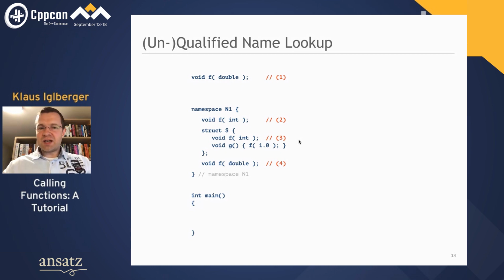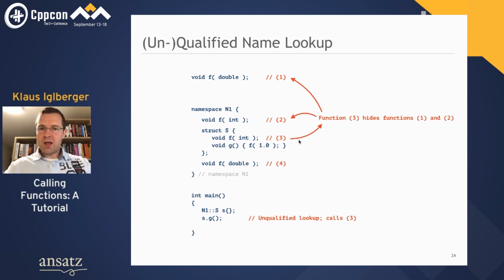Let's introduce struct s, which also has a function f. This function takes an int, this is my function 3, and additionally comes with a function called g, which calls f with a double value. If in my main function I first create an s and then call s.g, then the first function that is found in this context is function 3. I first start looking in the scope of s, it finds function 3, calls function 3. Both 2 and 1 are never considered because, again, of hiding.